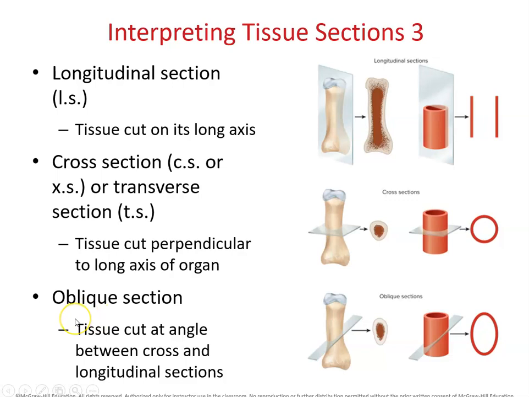And an oblique section is something that's not longitudinal and not a cross section. It's kind of an intermediate between them, and we would see more of an oblong shape. So we have to be very aware of how a slide was prepared in order to interpret what we're seeing.